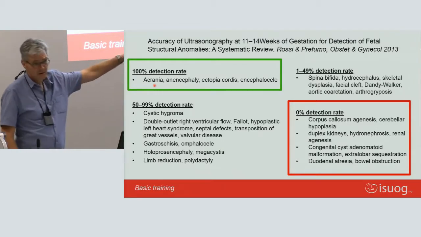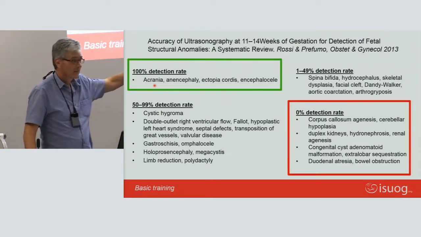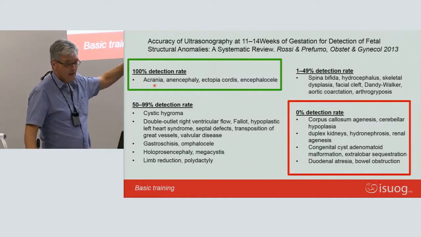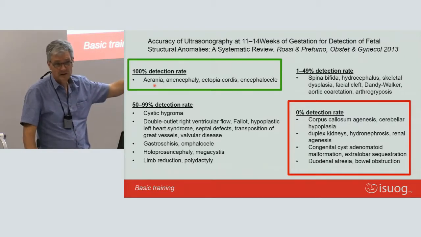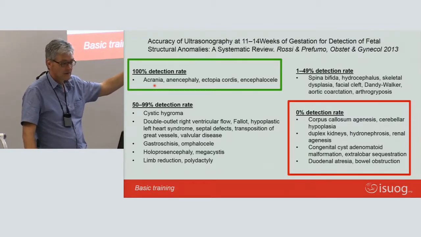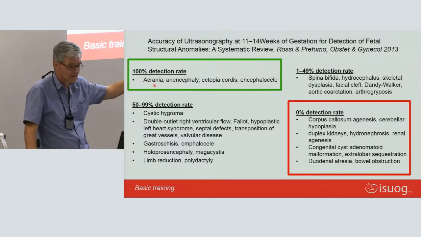And of course at the other end of the scale, there are things that we're just not going to see. And those are things that only develop later on. Corpus callosum agenesis, because the corpus callosum isn't there to be seen. Cerebellar hypoplasia or vermian hypoplasia, because the vermis just isn't here yet.